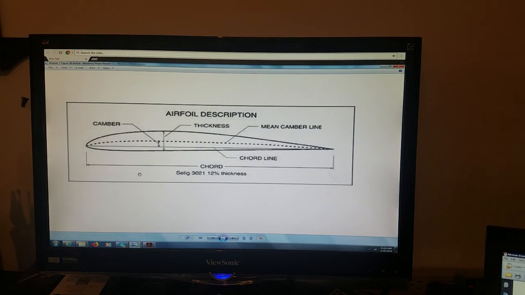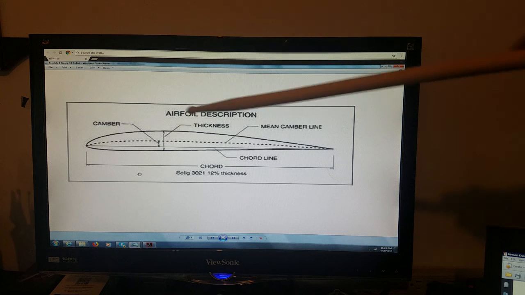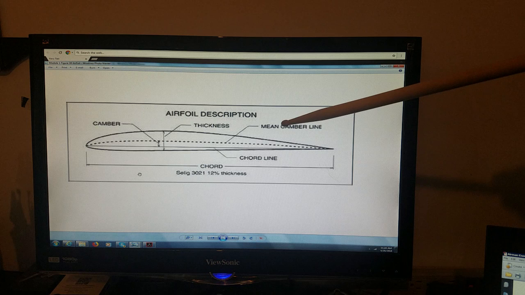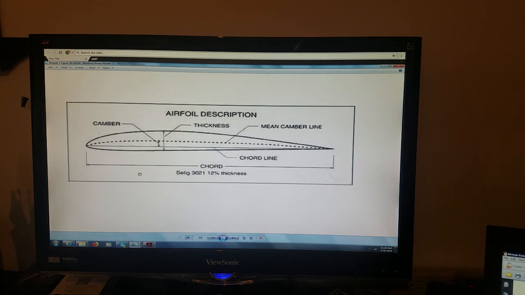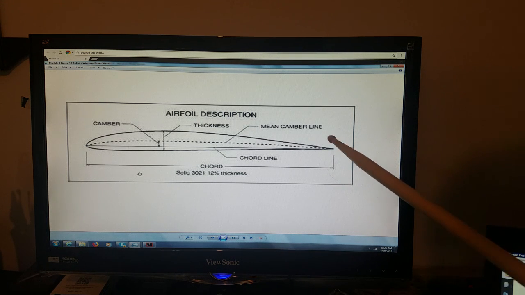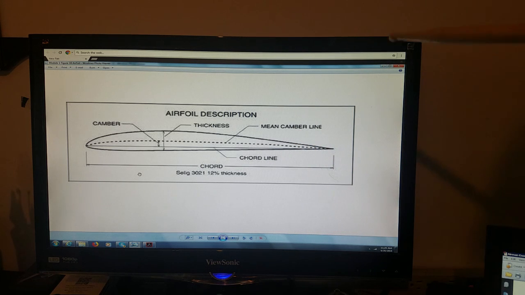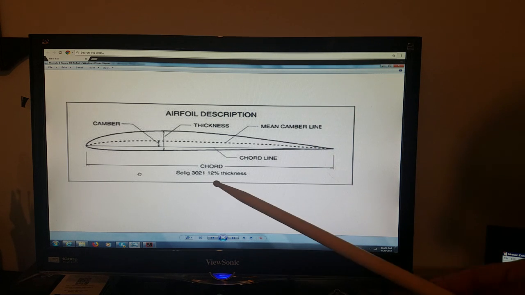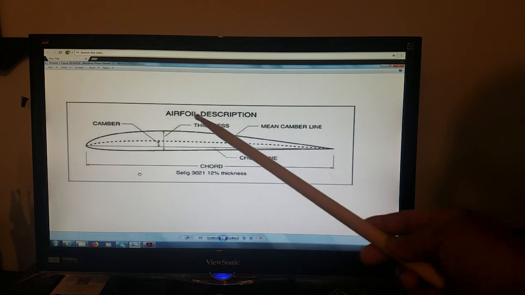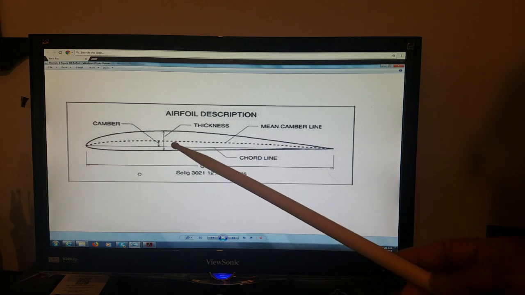So ladies and gentlemen, if you look over here at the same cross section of the airfoil or the wing, you would see there are a few markings I would like you to remember, because in acquiring knowledge of aerodynamics, these names will keep coming up. You have the chord line, mean camber line, and camber.